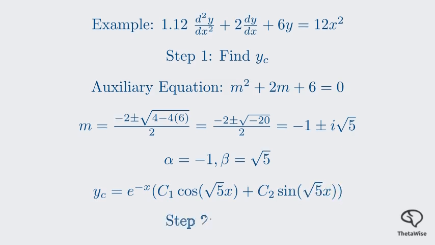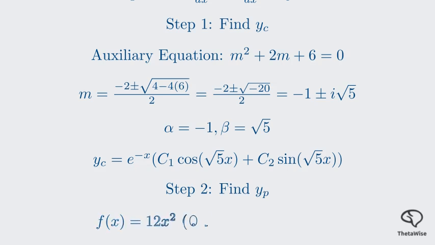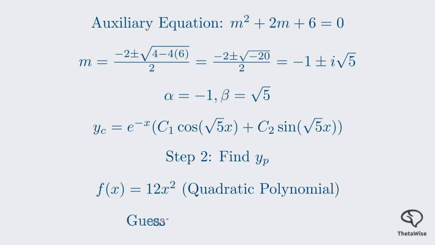Step 2. Find yp. This is the main focus here. The right-hand side, f(x), is 12x^2. This is a quadratic polynomial. Our guess for yp must be a general polynomial of the same degree. Let's check for duplication first. Does a simple quadratic term like x^2 appear in yc? No, the terms in yc are exponential and trigonometric, so there's no duplication. Our guess is valid. We guess yp equals Ax^2 plus Bx plus C.